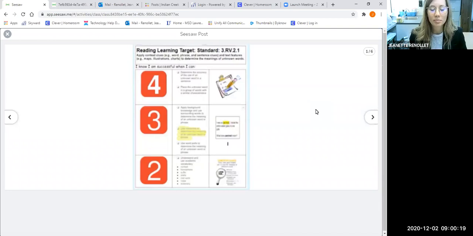Today we are going to apply background knowledge and use surrounding words to determine the meaning of an unknown word. We do this all the time when we are reading a book. If we see a word we don't know, we try to figure out what it means. This is called using clues in the context of the story.